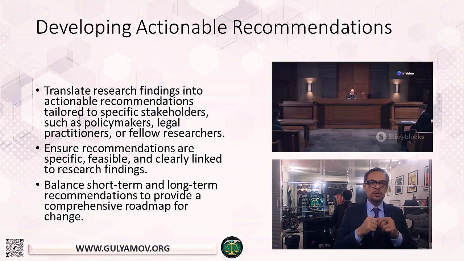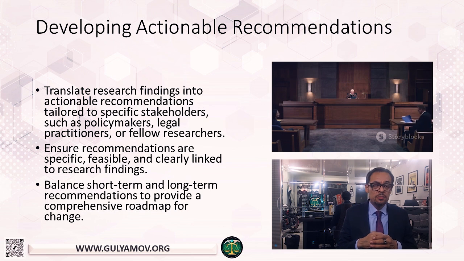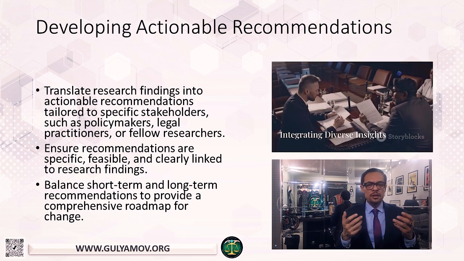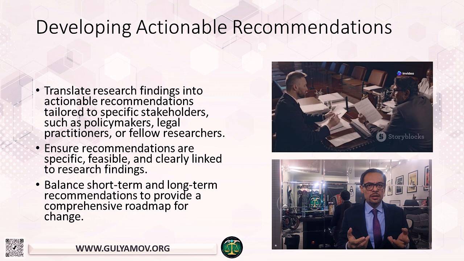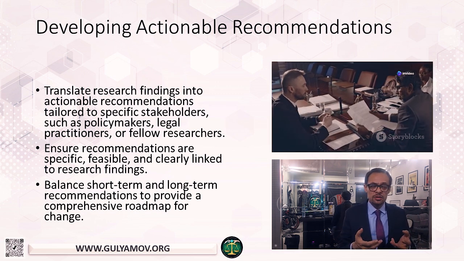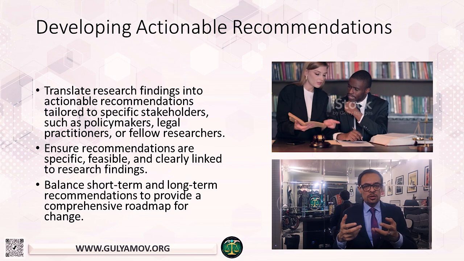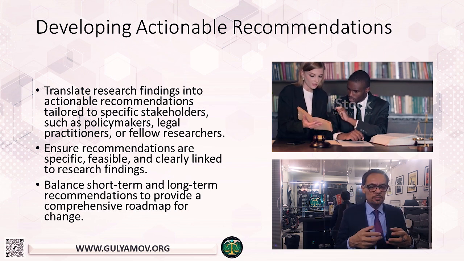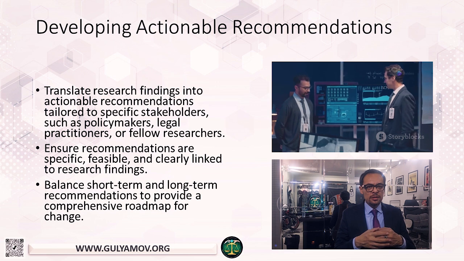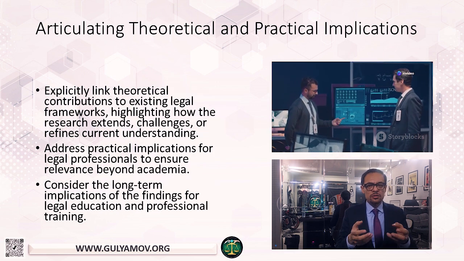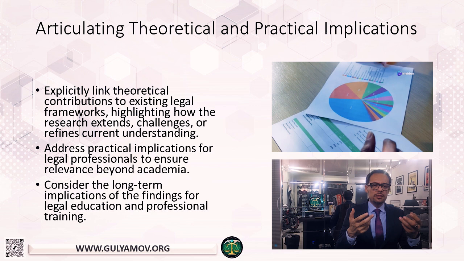Others might be aimed at institutional-level changes, such as modifications to court procedures or law school curricula. Still others might suggest legislative reforms or policy changes at a national level. By addressing recommendations at multiple levels, you increase the likelihood of your research having a broad impact. Additionally, consider providing a range of recommendations, from ideal scenarios to more easily achievable short-term steps. This can help stakeholders implement changes incrementally, making your recommendations more feasible and likely to be adopted.